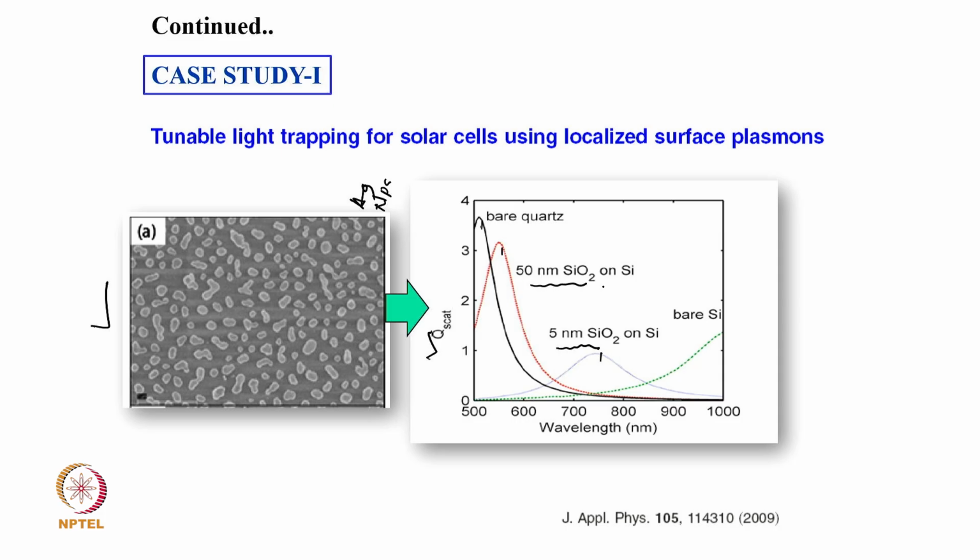And when I have 50 nanometer SiO2 on silicon, it has increased a little bit in between 500 and 600. And when I have 5 nanometer SiO2 on silicon, although the scattering probability is reduced, it has covered a broad wavelength range. So this is the way one can tune the scattering probability.